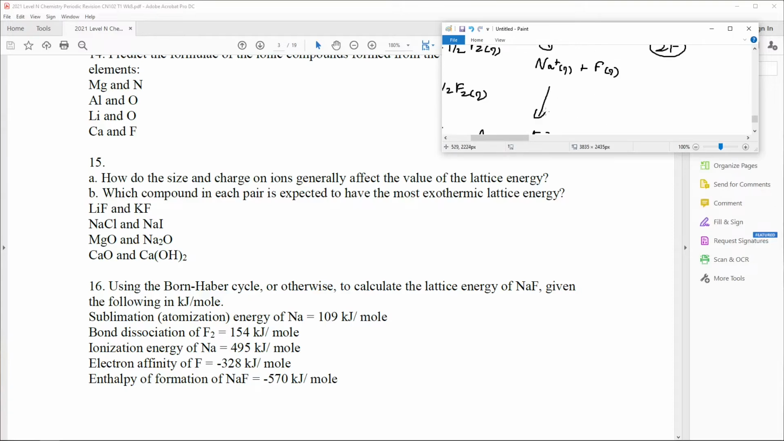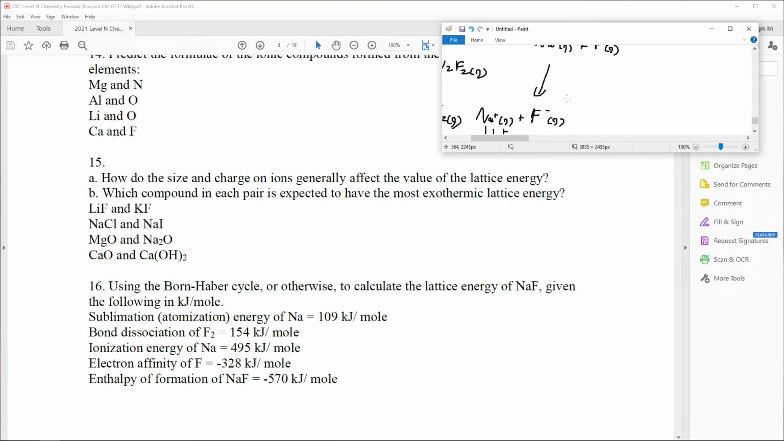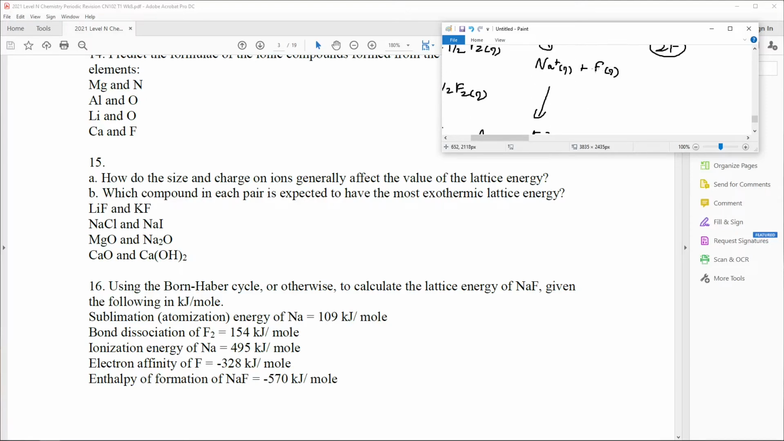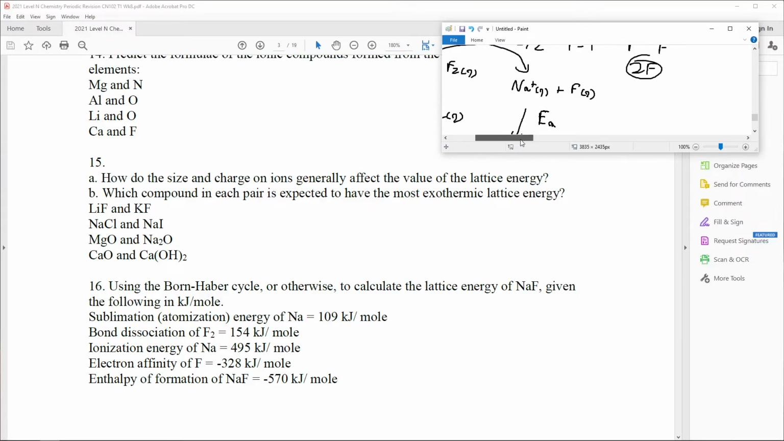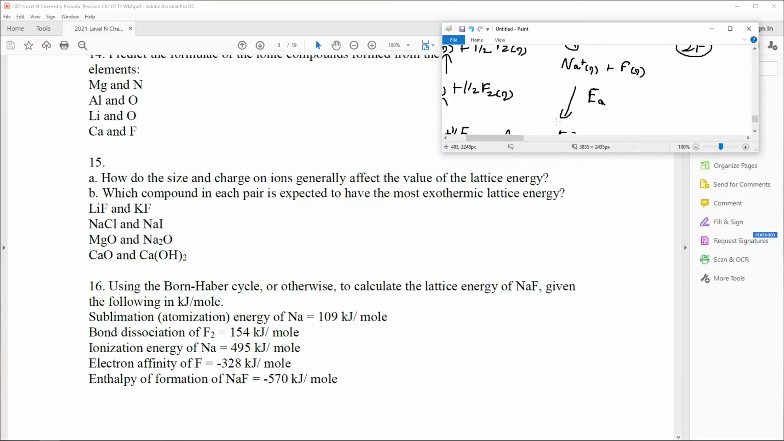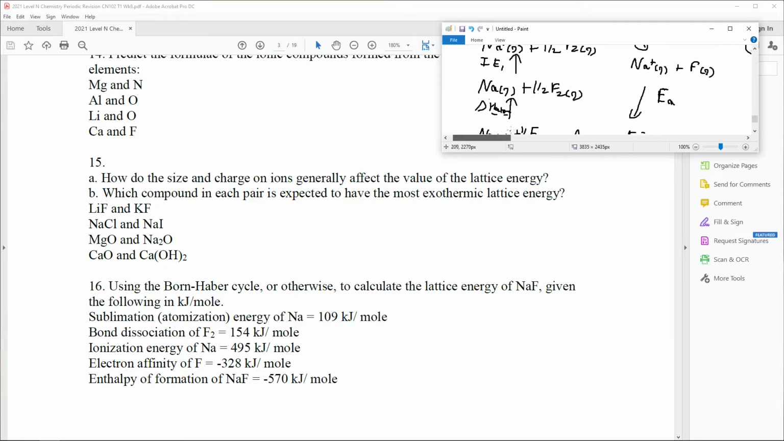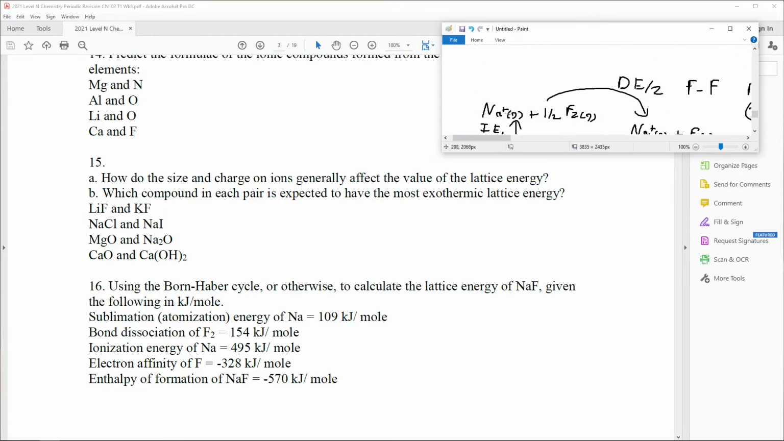And then from this step to this step, Na plus gas, same thing. Here you're changing from the fluorine gas into a fluoride ion in the gaseous state. In this case, you are giving an electron, so this is not ionization energy, this is electron affinity. So there you have it. We are done with the ionization, we're done with the Born-Haber cycle in this part.